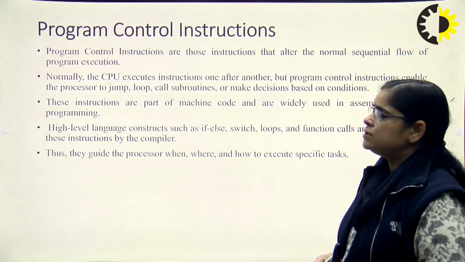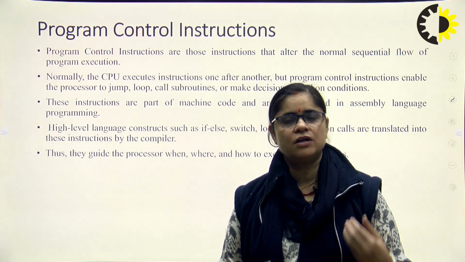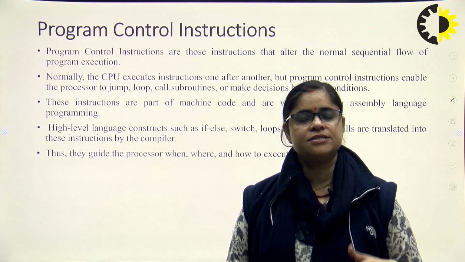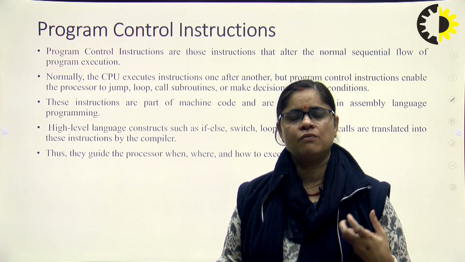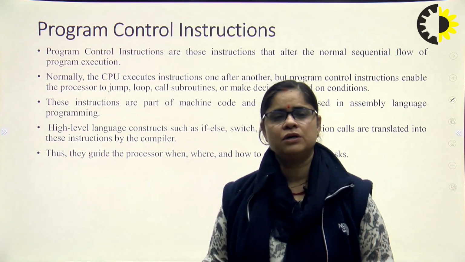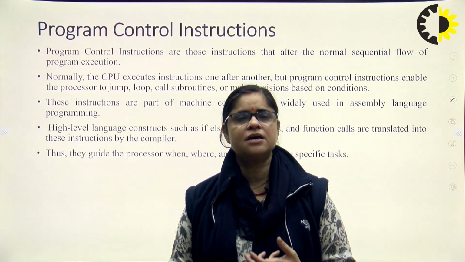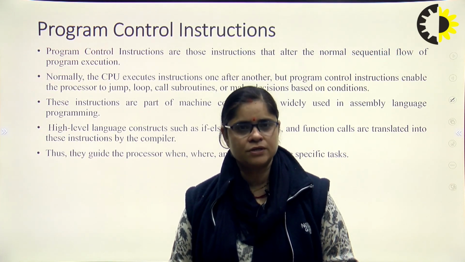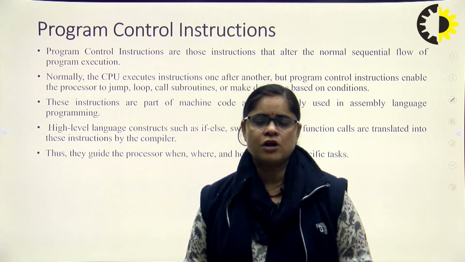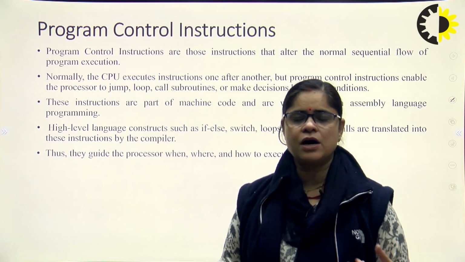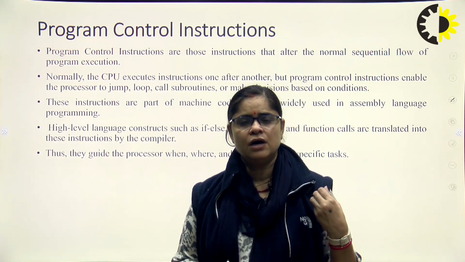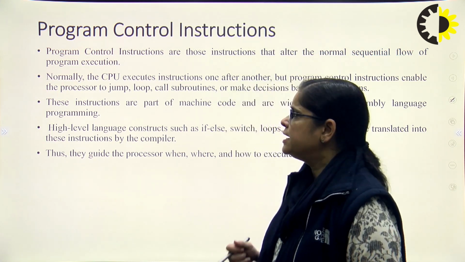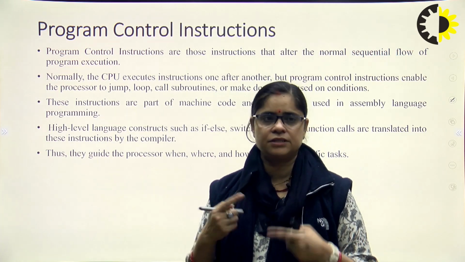See, program control instructions are those instructions that alter the normal sequential flow of the program execution. That means it changes the normal flow of the program, and they are known as program control instructions, right? And normally, when we see how instructions flow in a simple manner, we see that the CPU executes instructions one after another, right?